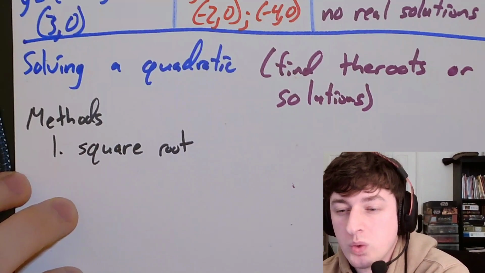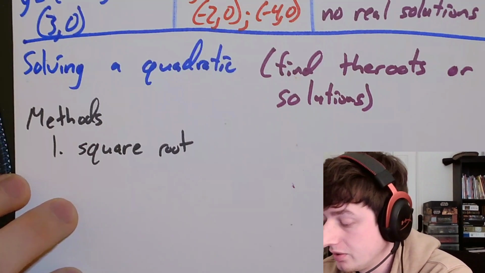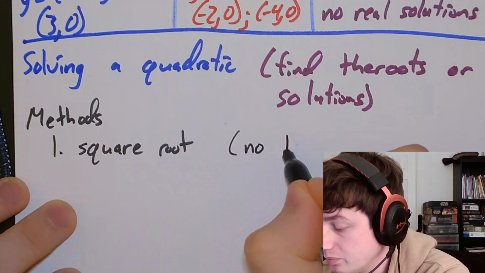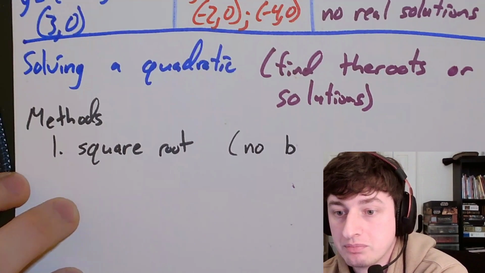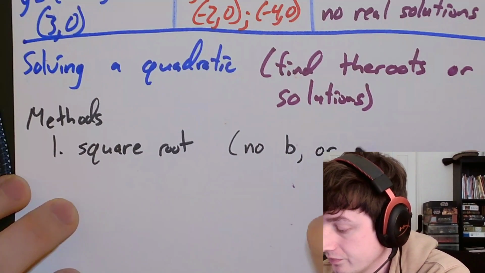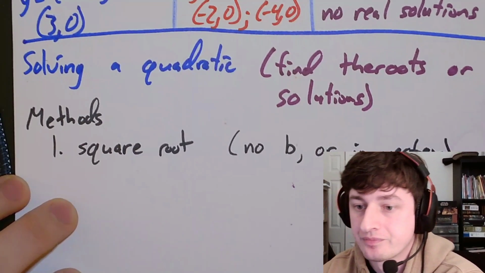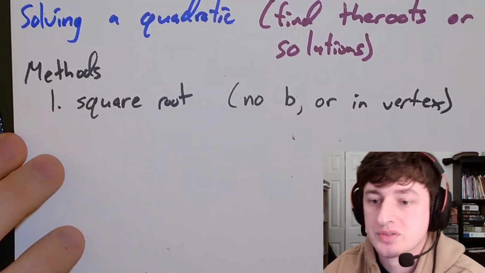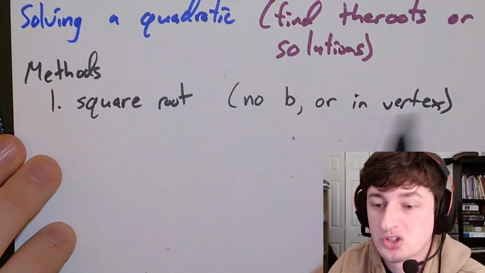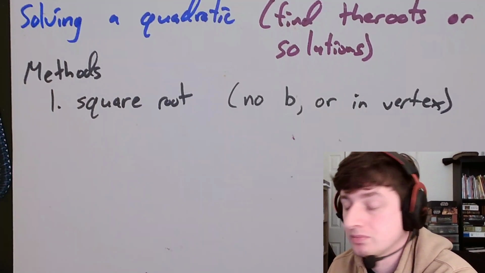And we'll talk about which one to pick and why, but you pick this one if there's no b value for standard form, or in vertex form. So that's when we would use this method. We're going to take the square root if it's in standard form and there's no b value, or if it's already in vertex form. We'll do examples for both of those.